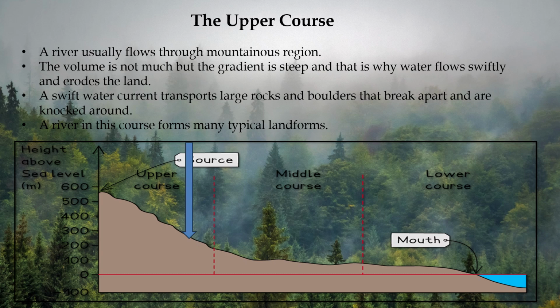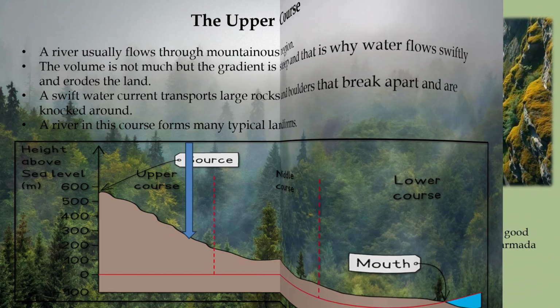A river in the upper course usually flows through mountainous regions. The volume is not much, but the gradient is steep, and that is why water flows swiftly and erodes the land. A swift water current transports large rocks and boulders that break apart and are knocked around. A river in this course forms many typical landforms.